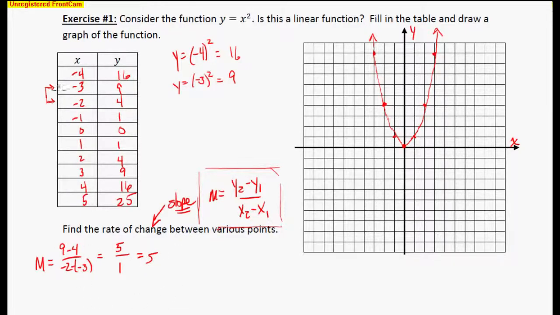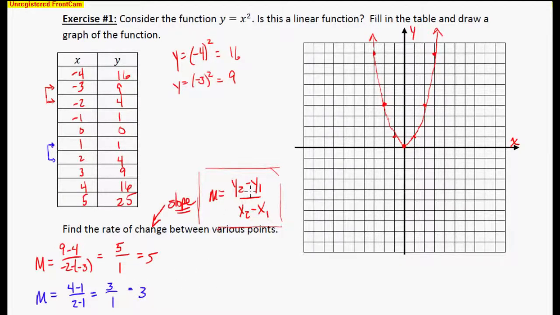Let's take the slope between another couple of points, right there. Again, no rhyme or reason, I'm just picking those out of the blue. That'd be 4 minus 1 over 2 minus 1, and I get a slope of 3.